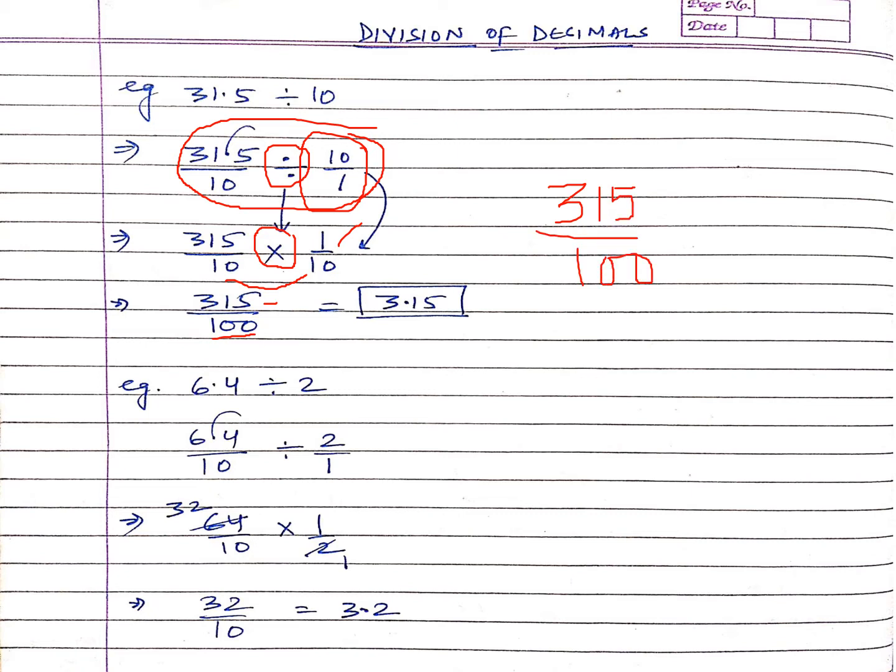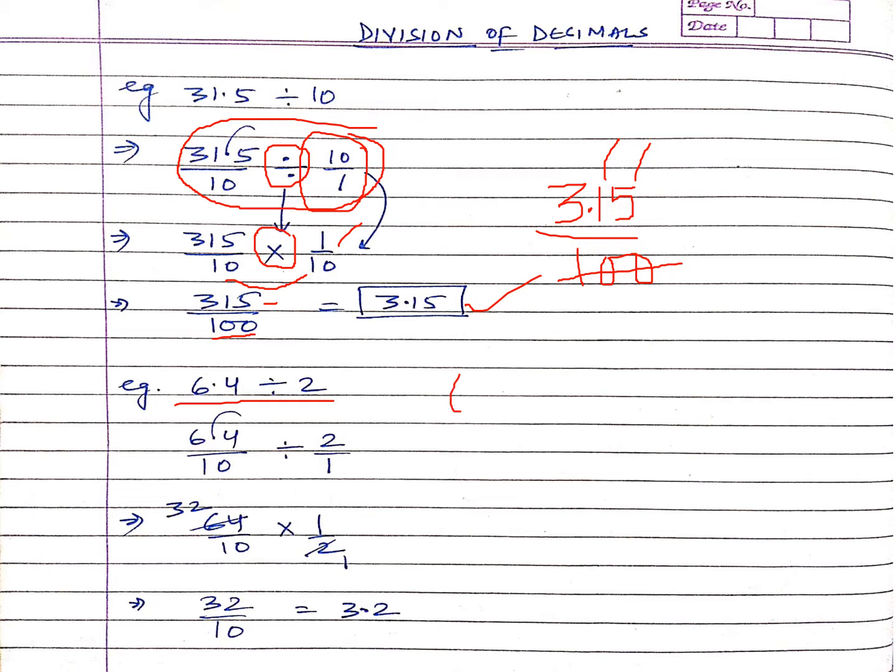Just see how many zeros are there. There are two zeros. Cut it like this. Count from the end: 1, 2. Then put a decimal. So the answer is 3.15. Simple. Similarly, one more example, 6.4 divided by 2.